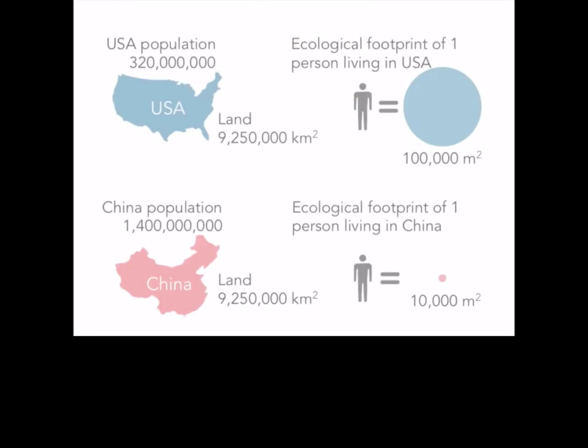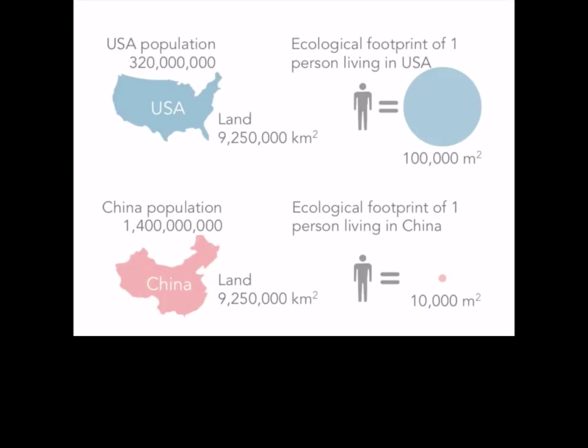When we talk about ecological footprint, the United States, unfortunately, is number one in this area. The ecological footprint for one person living in the United States is about 100,000 square meters. Our population is approximately 320 million people, and our land mass is about 9,250,000 square kilometers. If we compare this to another large nation, a powerful nation that has a great economy, has a massive population, a big anthropogenic footprint, China: China's ecological footprint is a lot smaller than the ecological footprint for an average person living in the United States. One person in China has an ecological footprint of only 10,000 square meters.